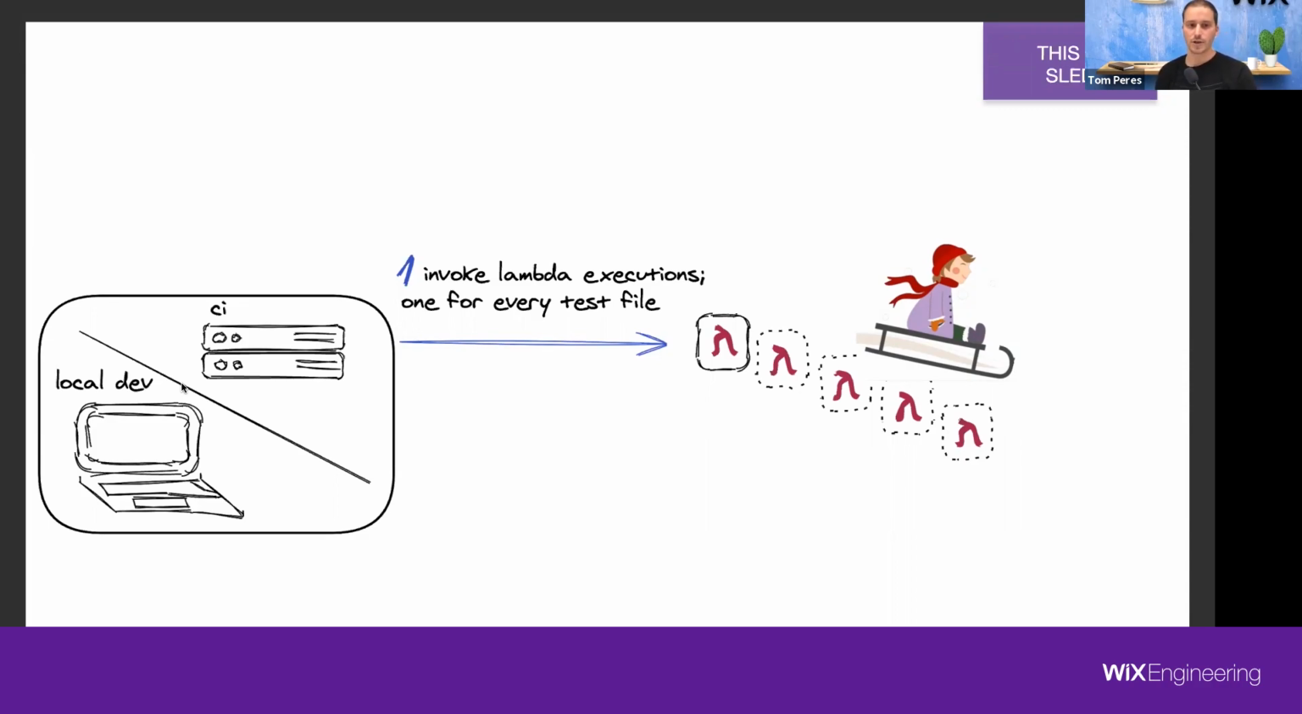But instead of just running the simple Jest on our machine, what we do is that we override Jest, extending its API, and instead of letting Jest do its magic and run the same test locally and set up the browser and whatnot, what we do is that we invoke Lambda executions. And this part I want to better explain.